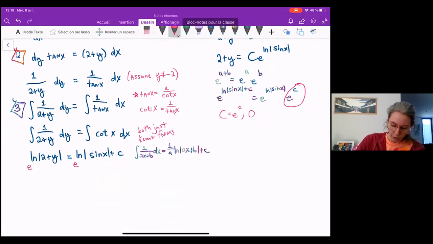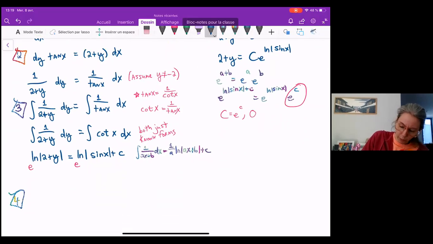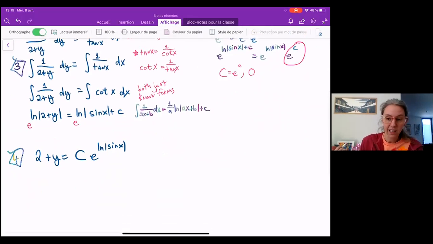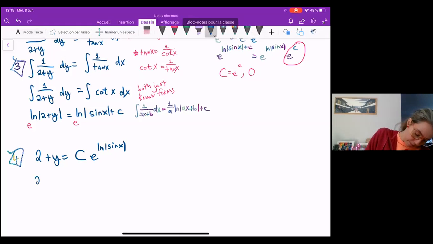So now I'm just going to go down a little bit. Now what we have, we're still on step 4, is 2 plus y is equal to c e to the ln of sine x. But e and ln cancel each other out. For the same reason that we took e of both sides to have that 2 plus y come out of the ln, e to the ln of sine x is just sine x.